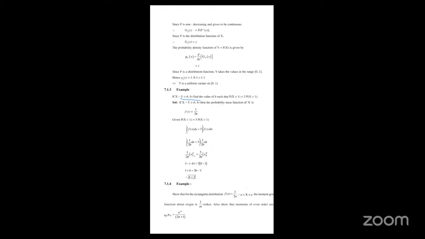So what is the third example? If X follows uniform distribution or rectangular distribution with the parameters minus b comma b, find the value of b such that P of X less than 1 is equal to 3 times P of X greater than 1. So this they gave.